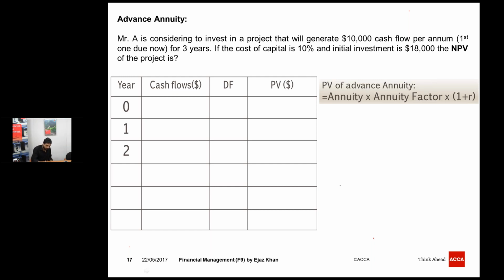So the first cash flow we are going to receive at point zero. So write it $10,000 here, and we all know that the discount factor for year zero will always be equal to 1. Then the next cash flow we are going to receive after year one, that is $10,000, and the third cash flow will be received at end of year 2, which is the start of year 3. So since it's a 3-year project, and in a 3-year project we'll always get 3 cash inflows with these timings, 0, 1, 2. It's just because it's starting from year 0.